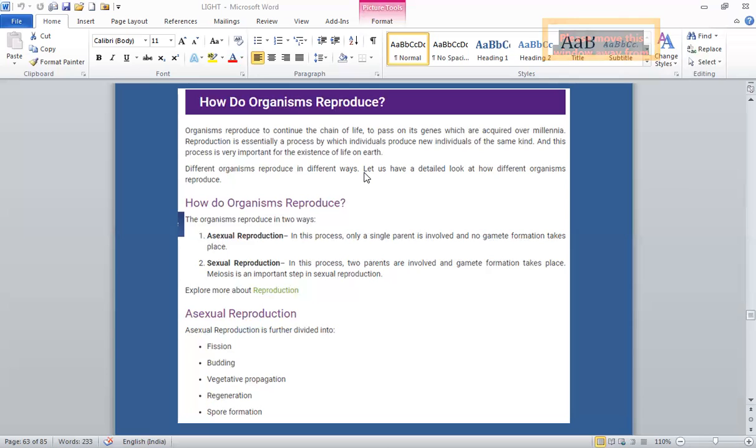I'll repeat: for the continuity of life, for perpetuation of species, for organization, for variations, and for the transfer of variations. These all are the importance of reproduction. So we have studied what is reproduction and what is the importance of reproduction.